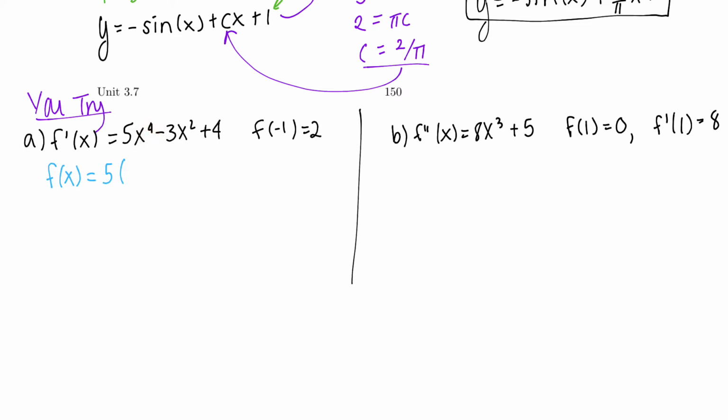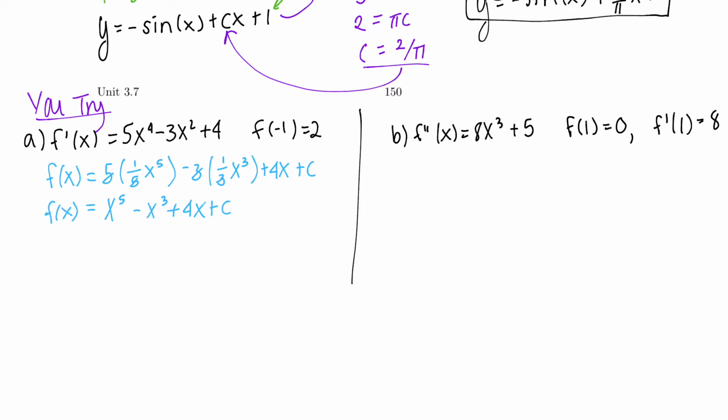So that's 5. And it's 1 over 5 x to the 5 minus 3. Adding 1 to the exponent, that's 3. So 1 over 3 x to the 3. With constants, you're just adding on an x. So 4x plus c. Simplifying here, those 5's cancel. So this will be just x to the 5th minus these 3's cancel. So x cubed plus 4x plus c. This is f of x.